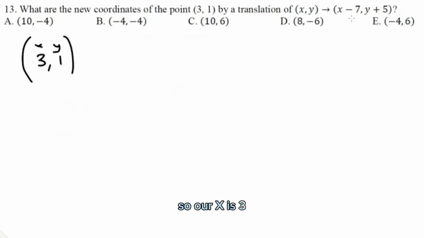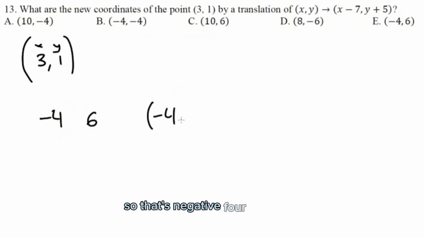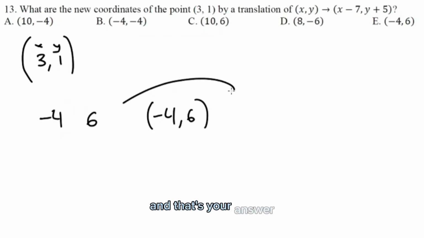Our x is 3, so 3 minus 7 is negative 4. And we do the y plus 5. Our y is 1, so y plus 5 is 6. Now we have negative 4 and 6, and we put it back into a coordinate like this. So that's (negative 4, 6), and that's your answer.